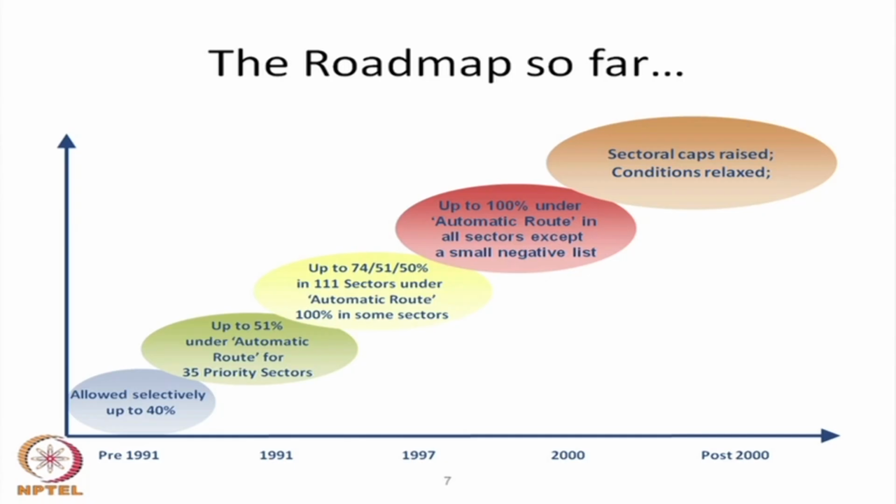All sectors except the nationally important defense sector and nuclear power sector, which are on the negative list, are allowed to invest through the automatic route up to 100%. Then post 2000, the sectoral cap was raised and conditions relaxed. The sectoral cap for FI investment in the equity market, in the debt market, and in the mutual fund market has been relaxed.